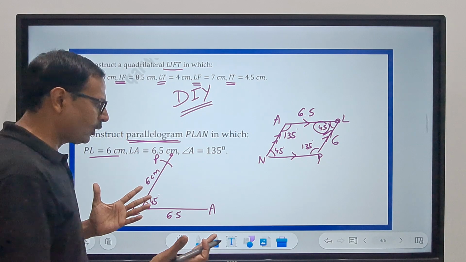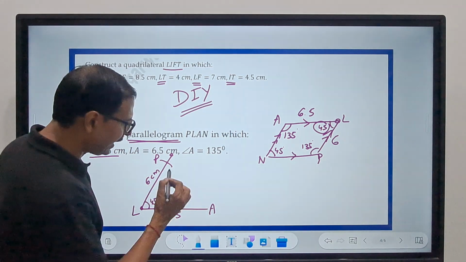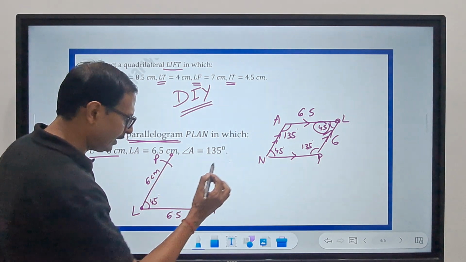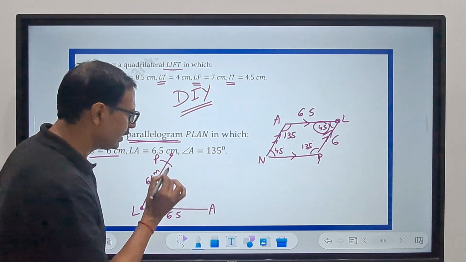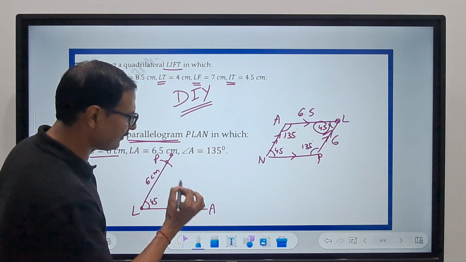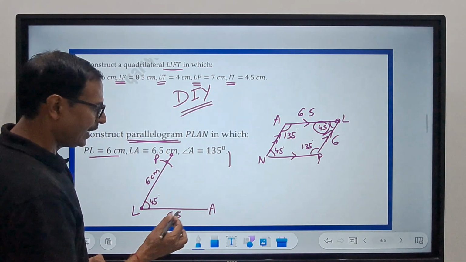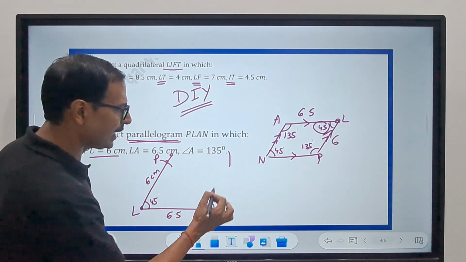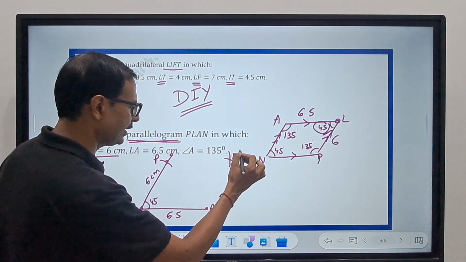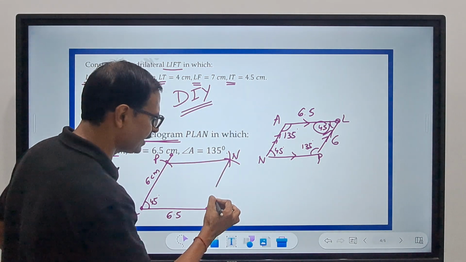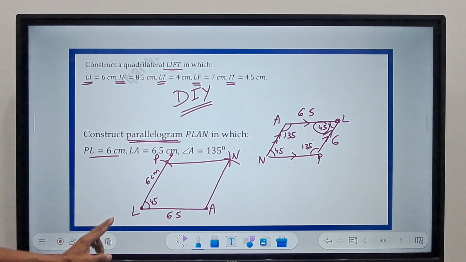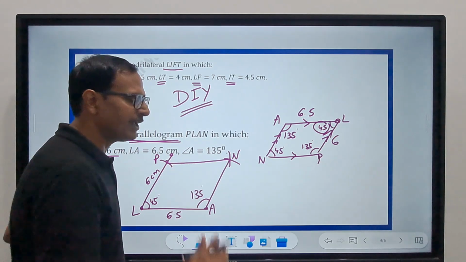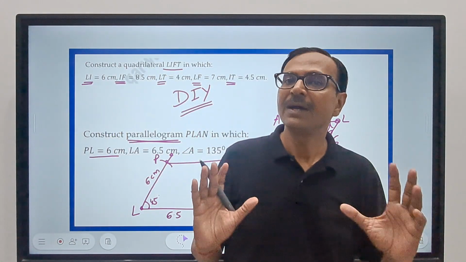And now it's all about the equal sides. So LA and the fourth side, PLAN, the point here, PN should be equal to LA because opposite sides are equal. So using P, I will take 6.5 radius and mark an arc like this. And this is PL, which is 6. So AN has to be 6. So using A, I will cut this and I get my fourth point N. And I will join it like this. I will get the parallelogram PLAN. And if you measure angle A, this will automatically be 135 degree if you have constructed everything correctly.